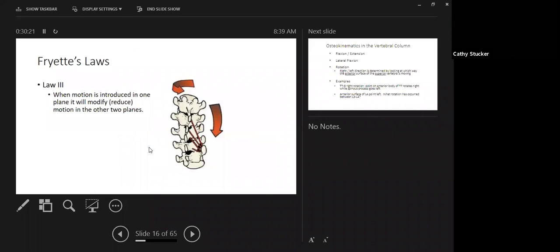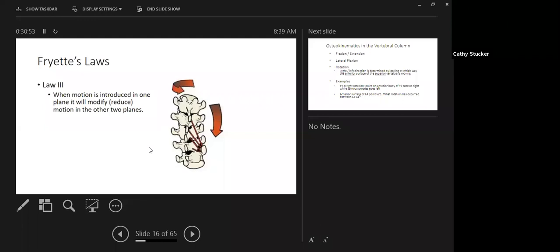And law number 3 is when motion is introduced in one plane, it will modify or reduce motion in the other 2 planes. This is the law that I stand behind. The other 2, you will find a lot of inconsistencies, but this one is very consistent. If I take up motion for rotation, I'm going to have less motion allowed for side flexion. If I take up a lot of side flexion, I'm going to have less motion available for rotation.